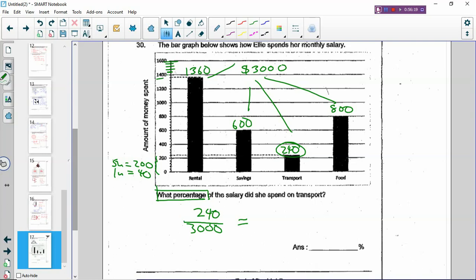And then what do you do? You can either make the denominator 100 or you times 100%. So let's make the denominator 100. Divide by 10, divide by 10. And then you divide by 3. 24 divided by 3 is 8. 300 divided by 3 is 100. So once your denominator is 100, isn't that faster to get your percentage?